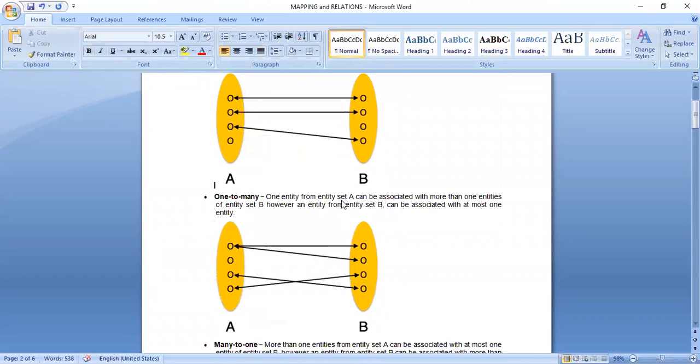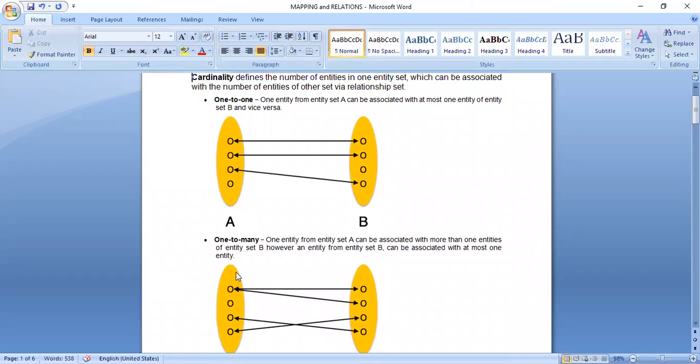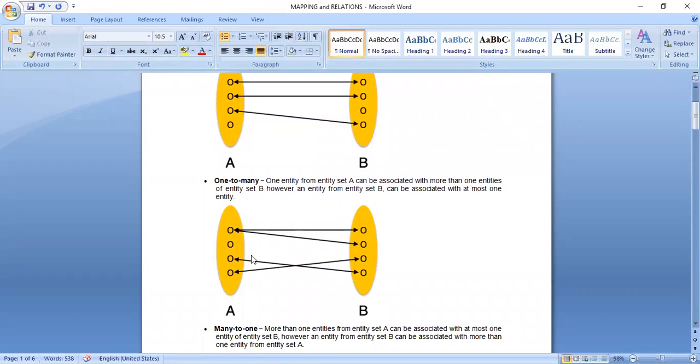That means one entity from this particular entity set A will be associated with many other entities in entity set B, then that is said to be one to many. If you consider an entity in entity set A, the first entity here is associated with two other entities from entity set B. One is associated with two, nothing but many entities. Then we say this is one to many.